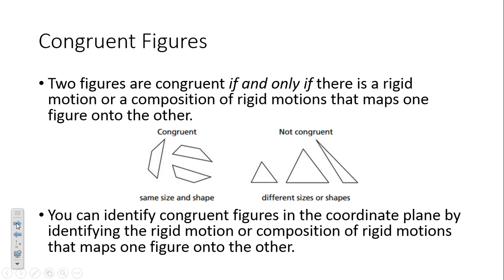A rigid motion is a transformation that is either a translation, a rotation, or a reflection. The three things that we've been practicing thus far. It preserves their size, their shape, their angle measures. There's no getting larger, smaller. Everything's consistent. And that's why these things are congruent.